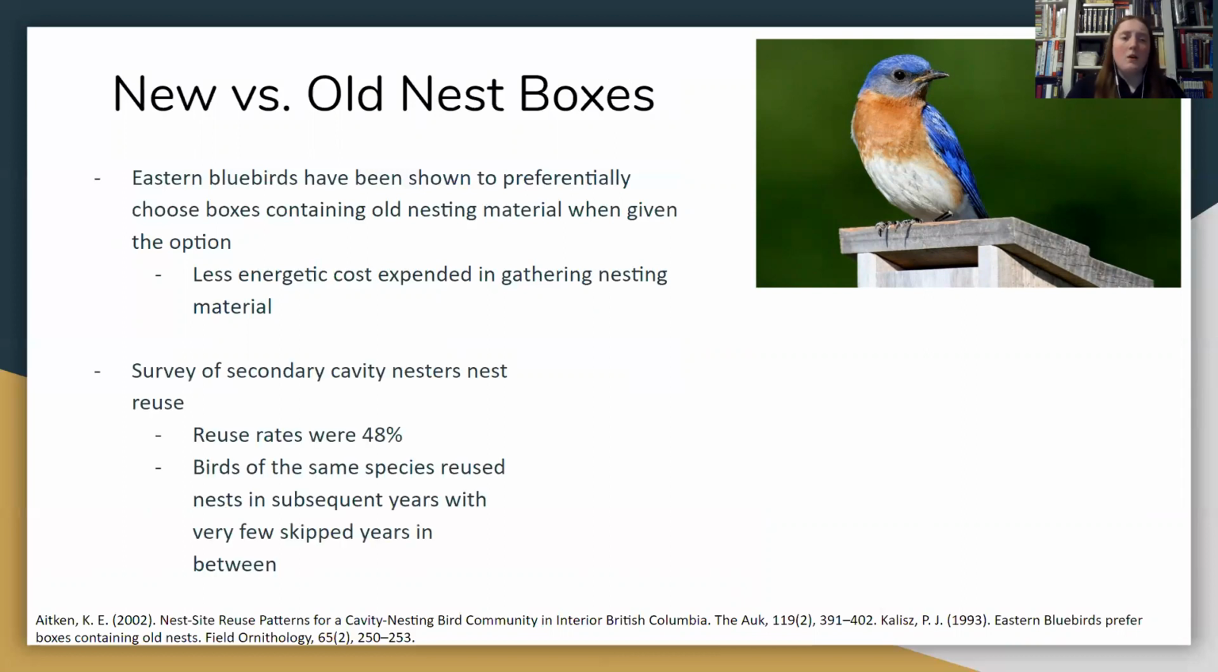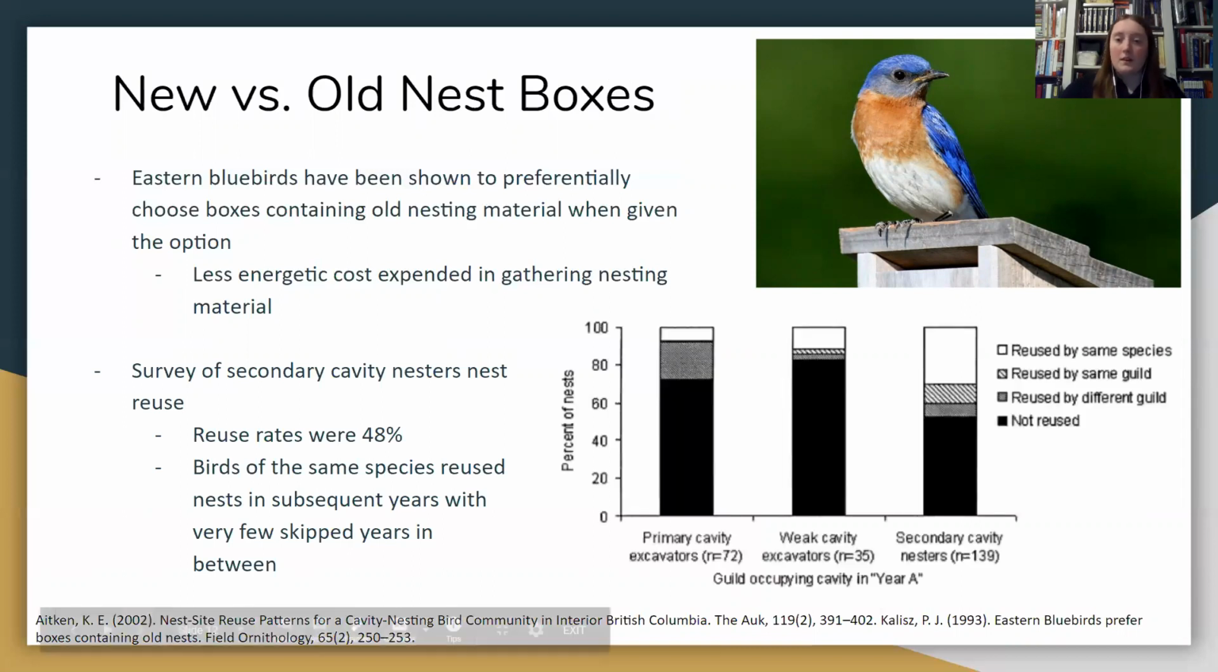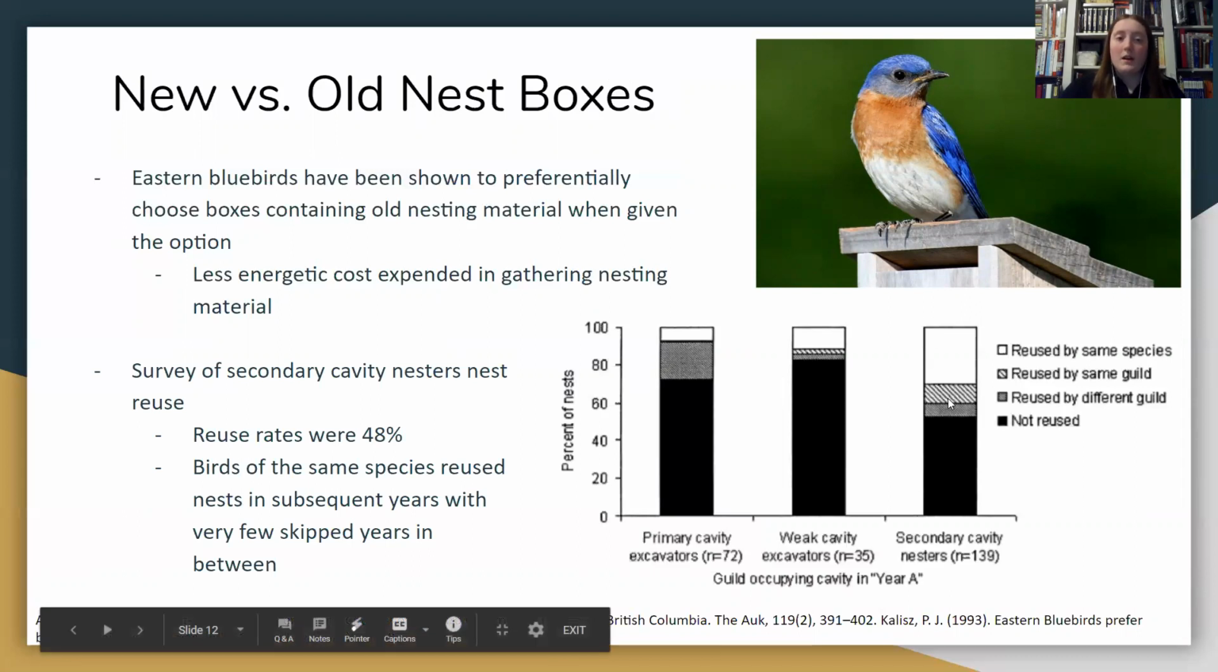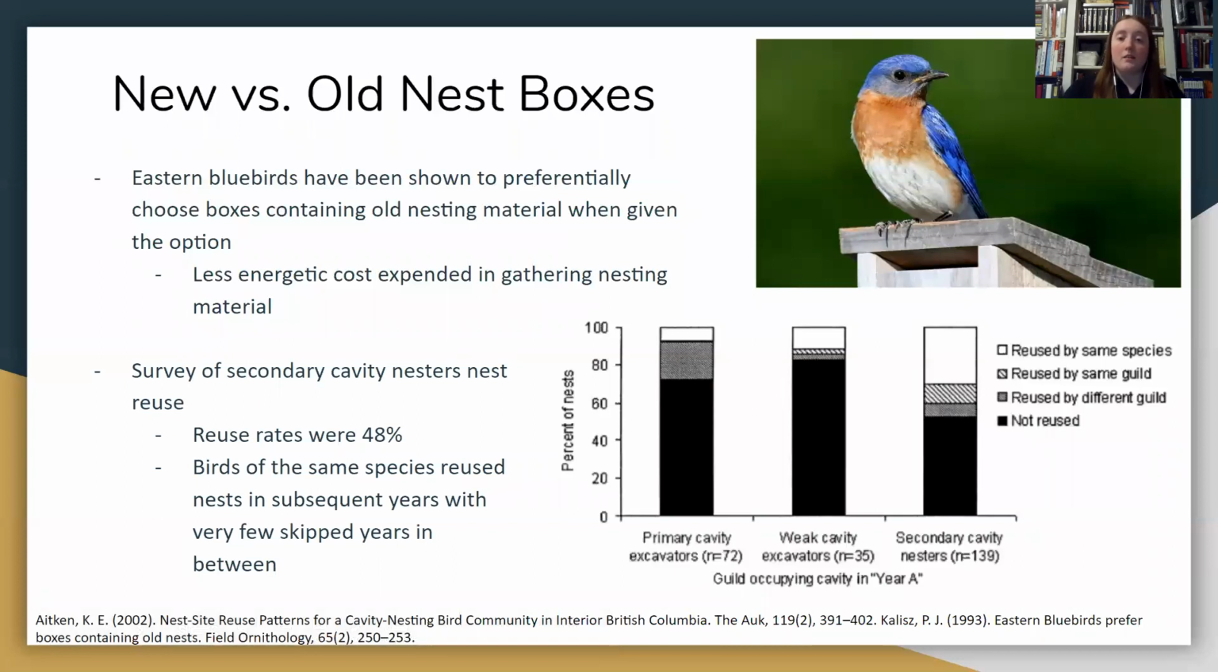Another example was a survey of secondary cavity nesters' nest reuse rates, which showed that within secondary cavity nesters, as shown here, reuse rates were 48%, which was far higher than reuse rates of either primary cavity excavators or weak cavity excavators, with birds of the same species reusing nests in subsequent years with very few skipped years in between. So birds of the same species were choosing to return to nests which provided success within successful breeding attempts from year to year.